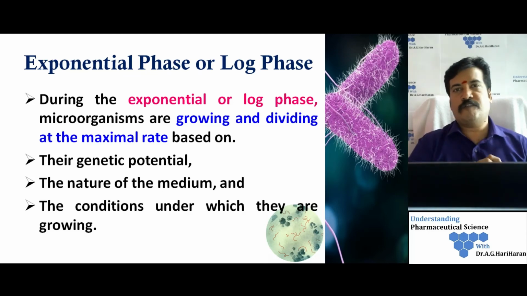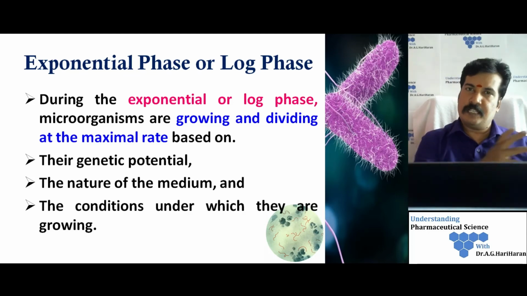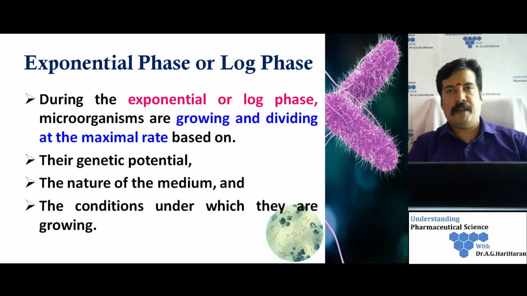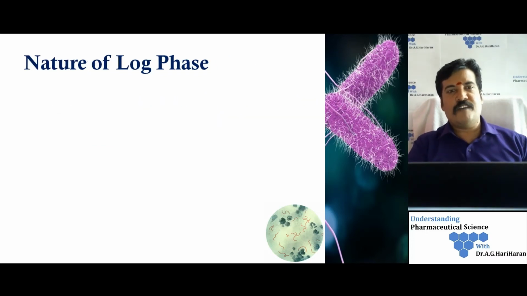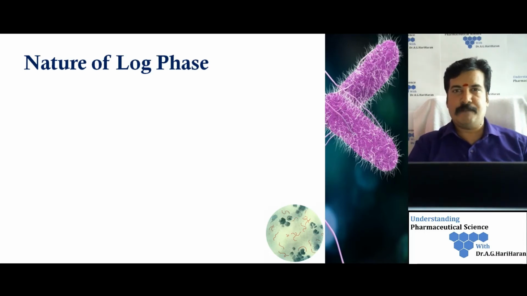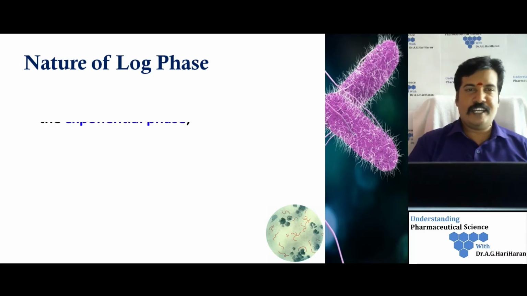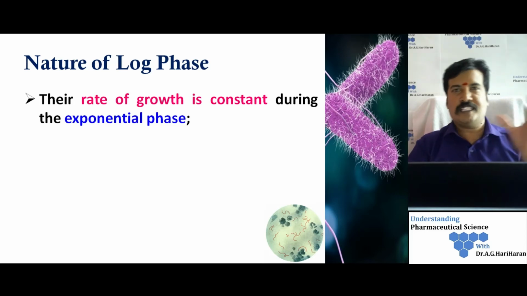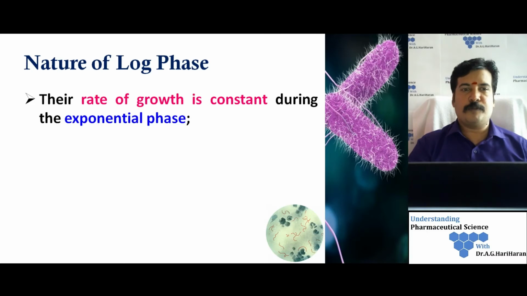is also favorable for cell division, like the temperature, pH, and other conditions. Oxygen requirement or vital nutrient requirement will be very high. So the exponential phase will happen. The cell will start dividing at a particular rate after a particular time interval. If you see the nature of this log phase, the rate of growth is constant. That we call the generation time or doubling time. We can see this in the exponential phase.